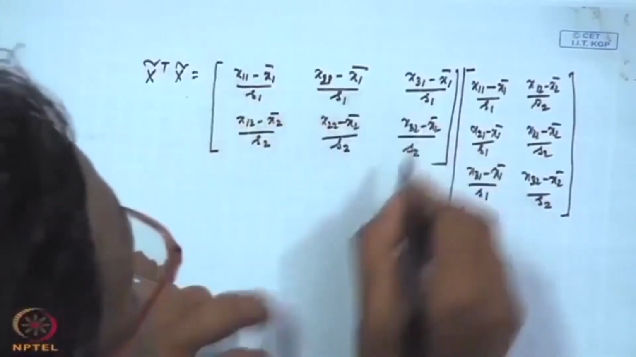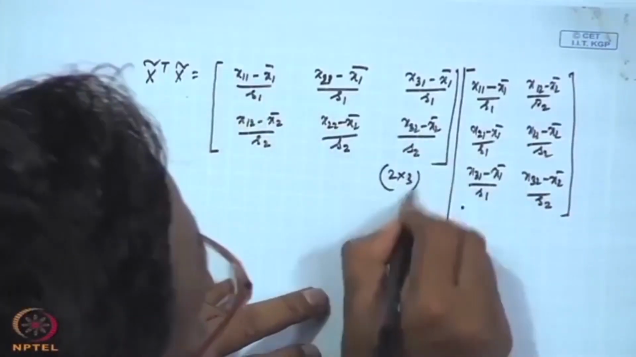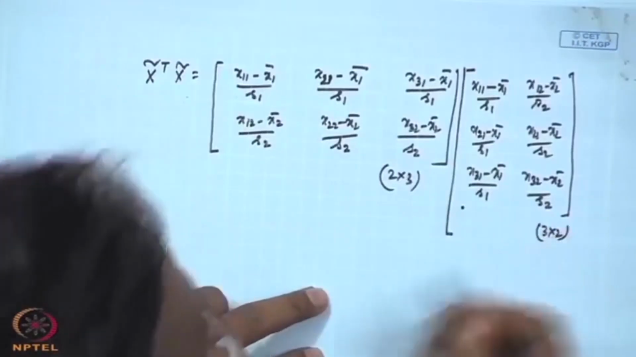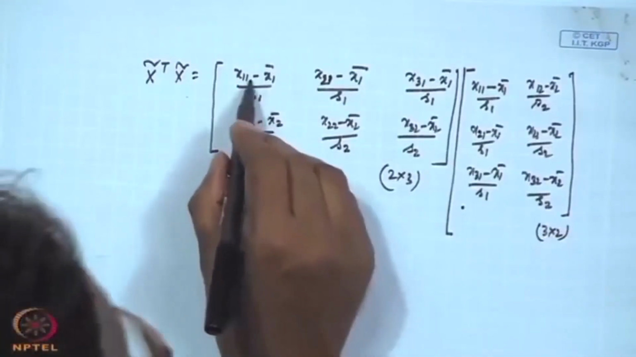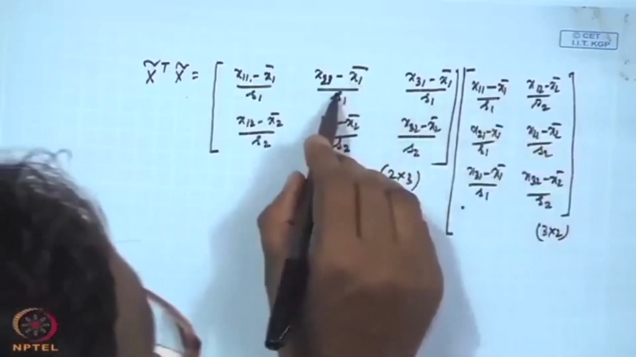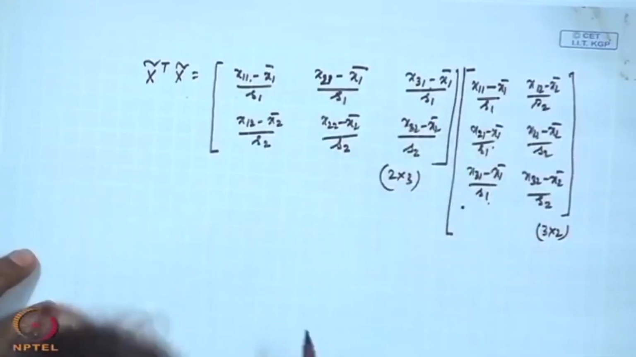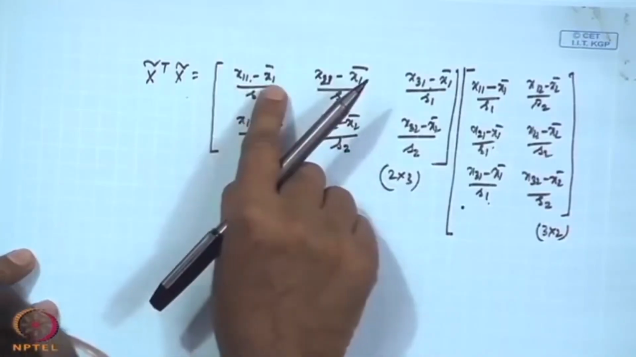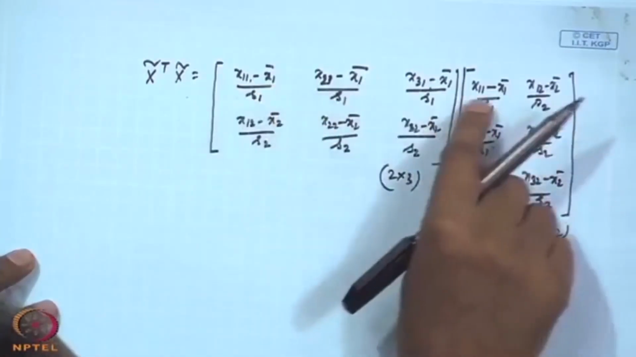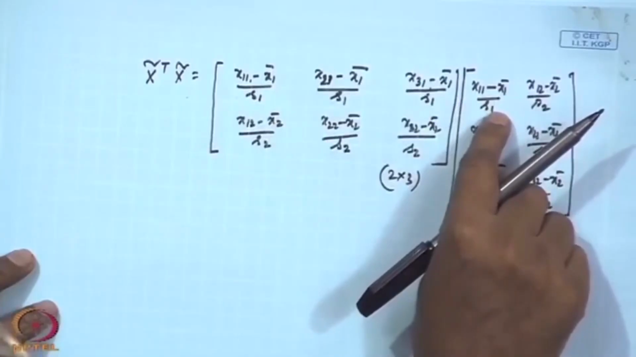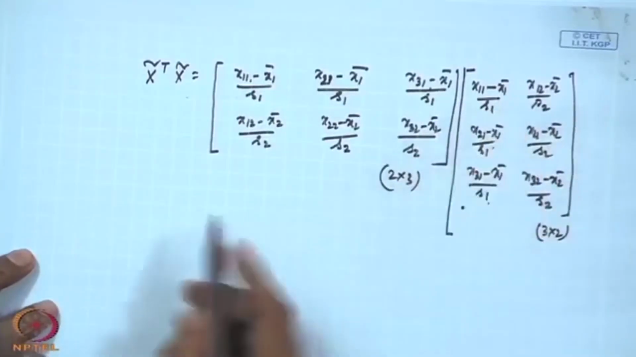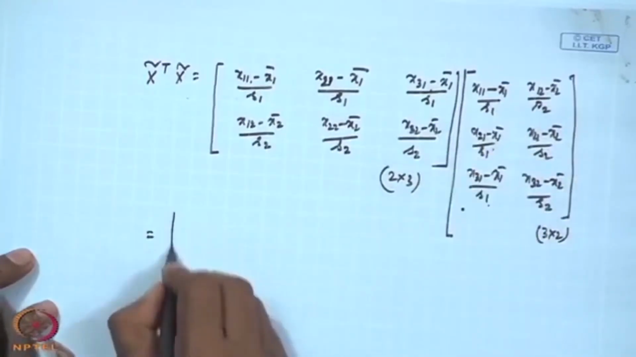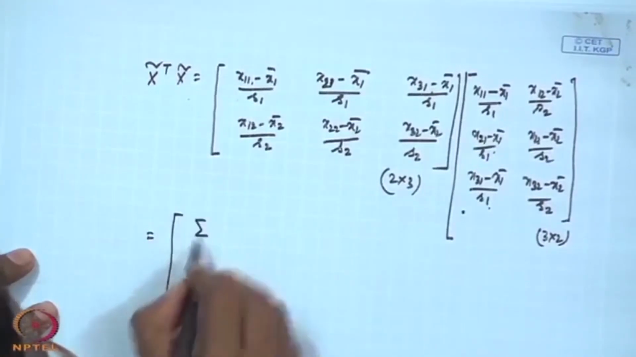This one is 1, 2, 3. So, 2 cross 3, this is 3 cross 2. You see this into this plus this into this plus this into this. What is happening here? x11 minus x1 bar by s1, x11 minus x1 bar by s1. You are getting a square. So, what are you doing then? You are basically getting a sum total.